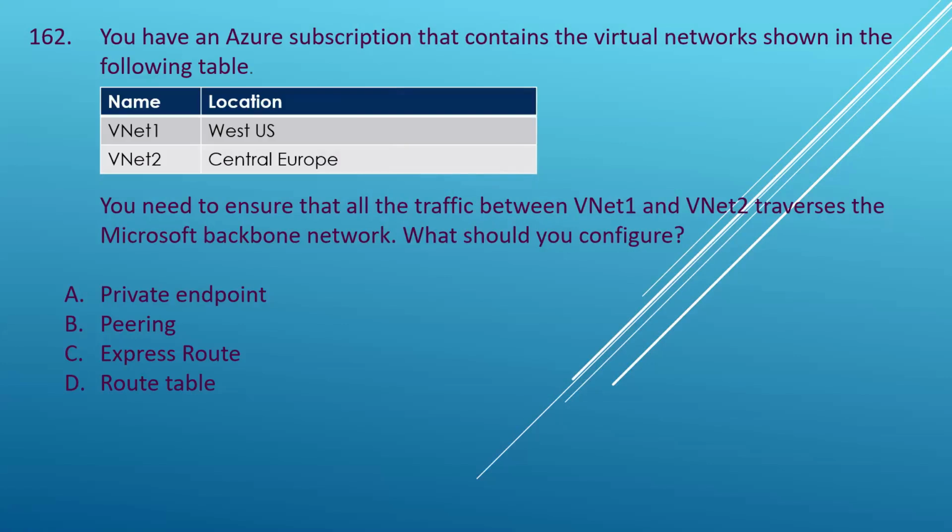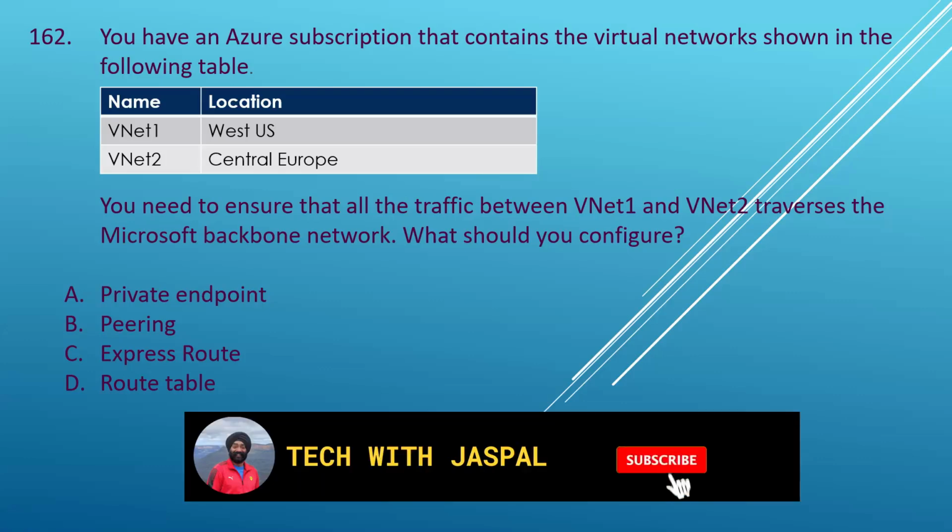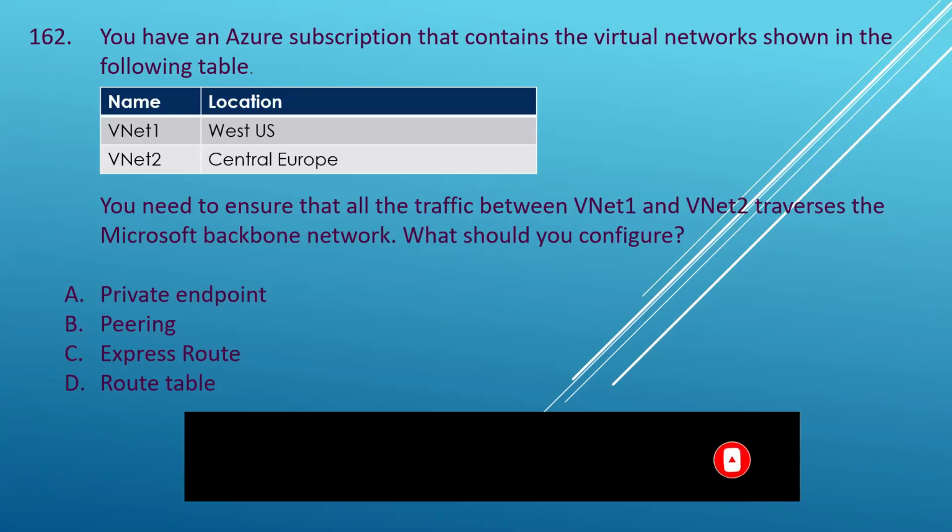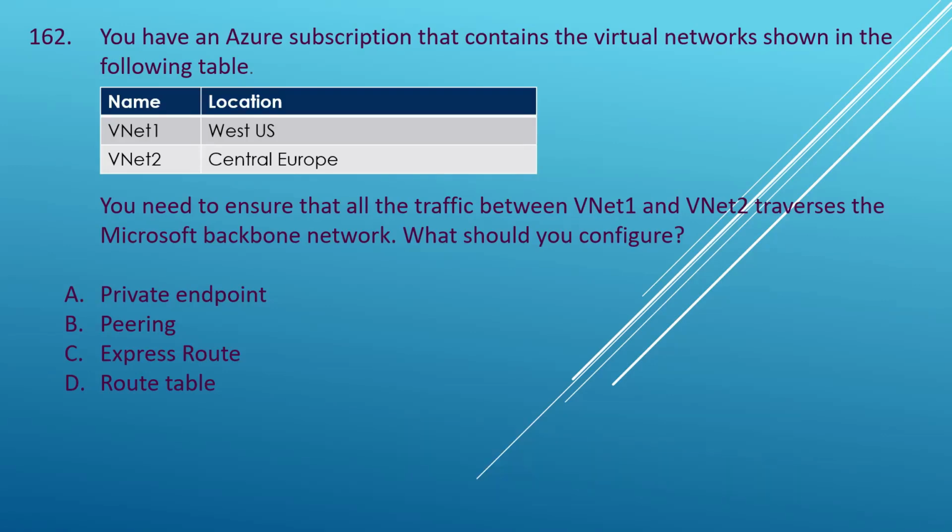You have an Azure subscription that contains the virtual network shown in the following table. You have two virtual networks with the names VNet 1 and VNet 2. VNet 1 is hosted in West US and VNet 2 is hosted in Central Europe. You need to ensure that all the traffic between VNet 1 and VNet 2 traverses the Microsoft backbone network. What should you configure? Your options are private endpoint, peering, express route, route table.